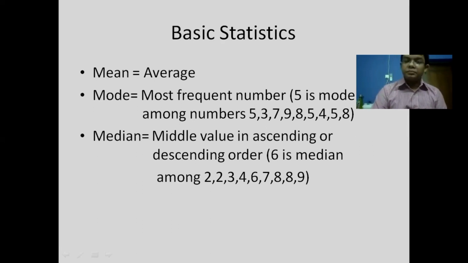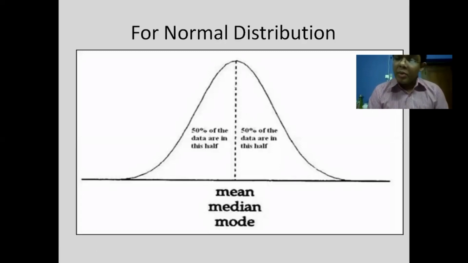Okay. Now I am showing you a probability density plot of a normal distribution. Here mean, median and mode are the same number. Here 50% of the data is in this half, you see, and 50% of the data is in this half. This normal distribution curve is symmetrical in shape. It means the left side and the right side are similar in shape.